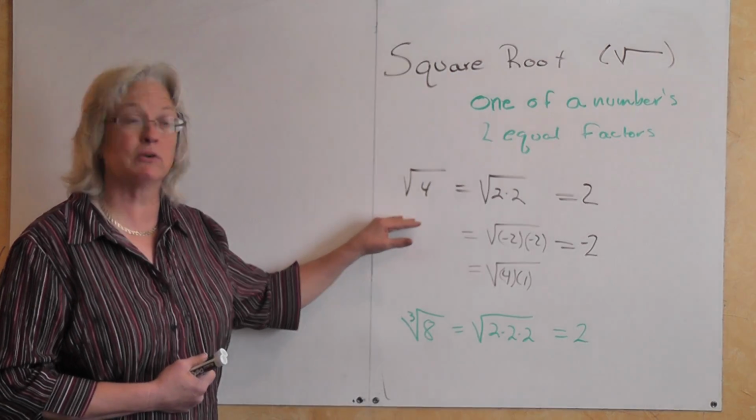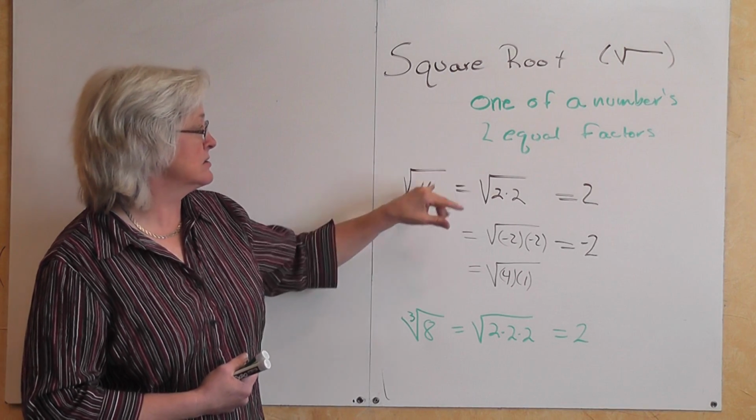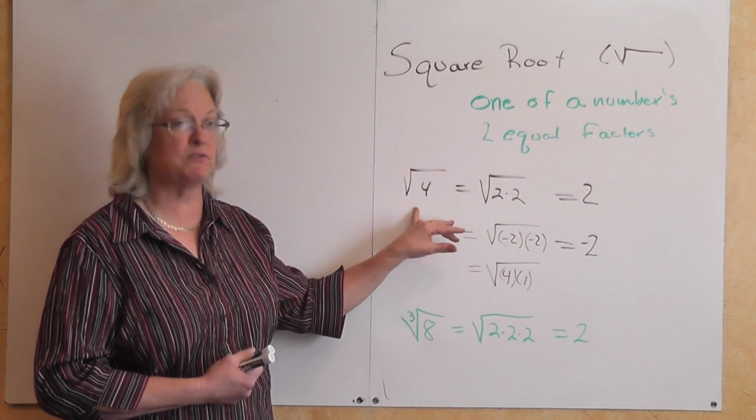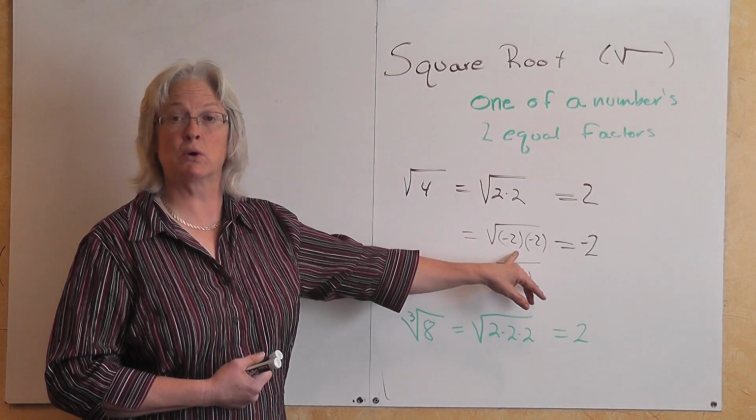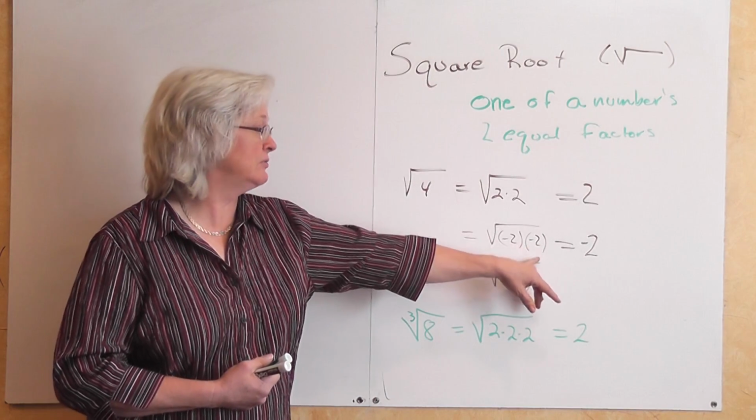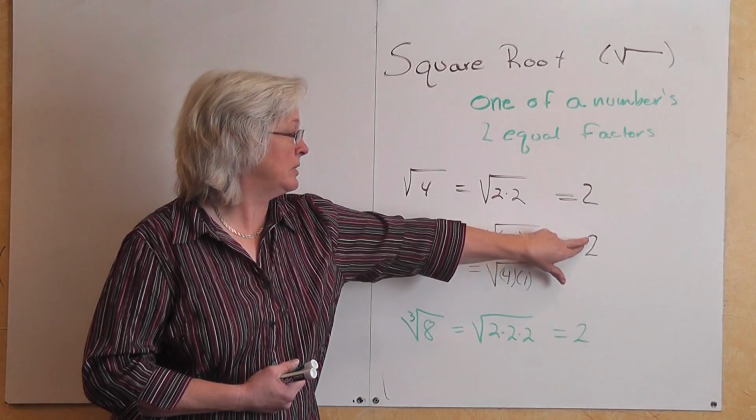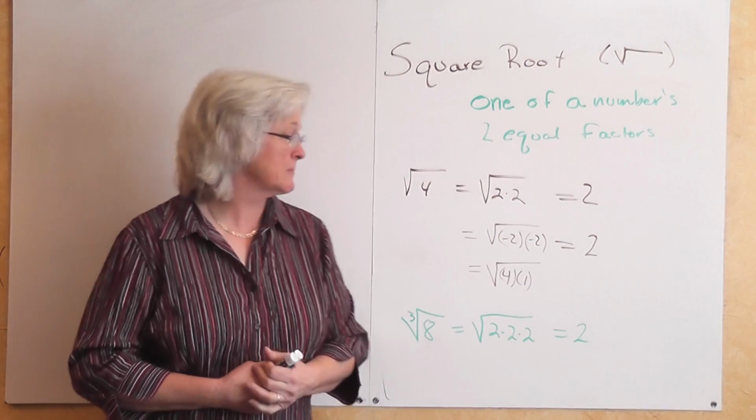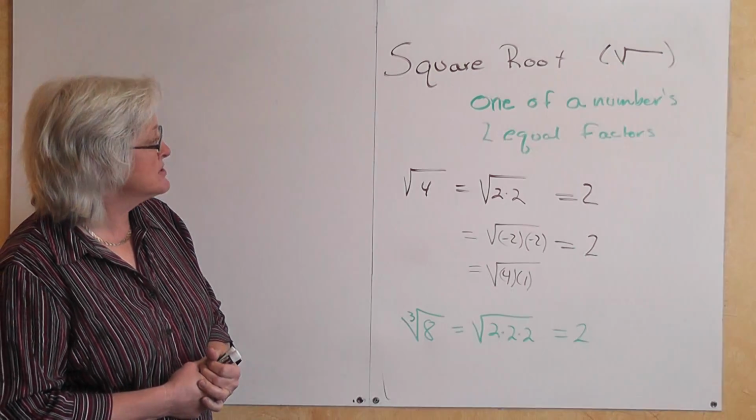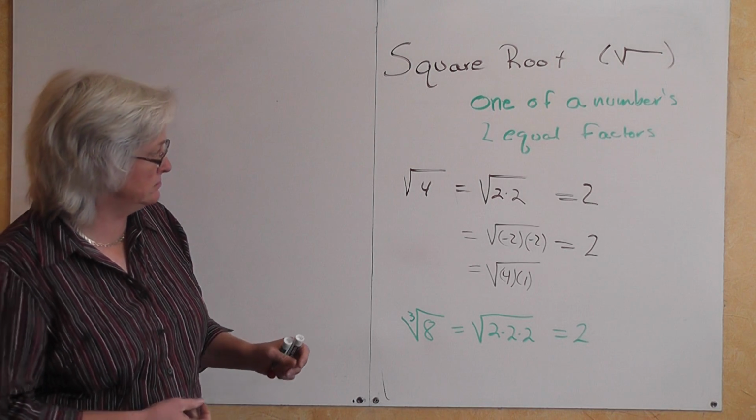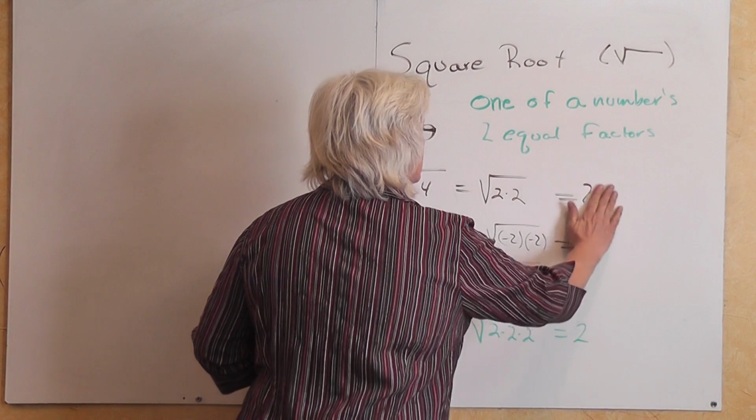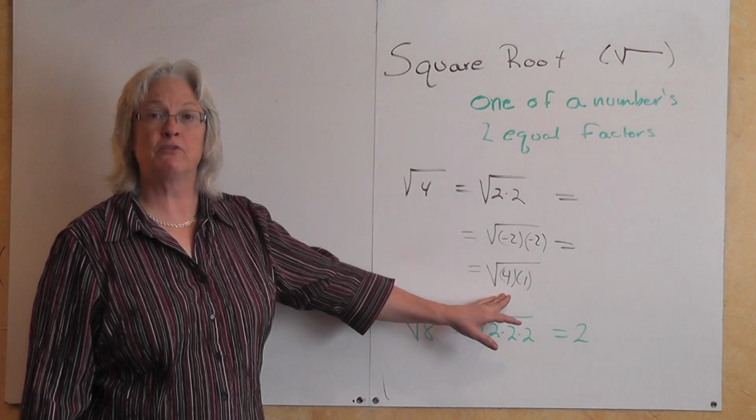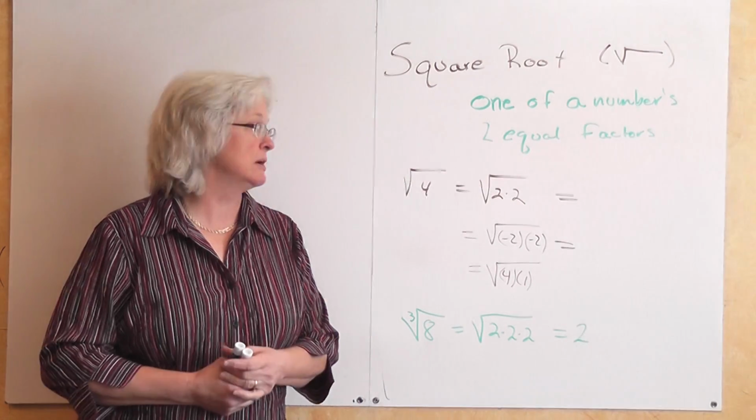So how can we factor 4? Well, this here says that the square root of 4 is the same as the square root of 2 times 2, because 2 times 2 is 4. It can also be the same as the square root of negative 2 times negative 2, because when you multiply two negative numbers together, you get a positive 4. We also can factor 4 into saying the square root of 4 times 1, because 4 times 1 is equal to 4.